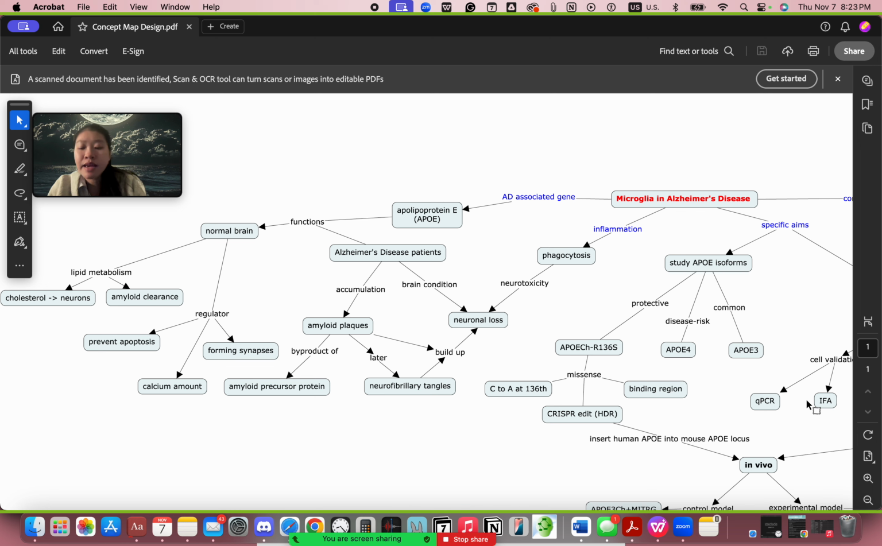Amyloid beta is a byproduct of a protein called amyloid precursor protein. When this amyloid beta accumulates in the brain, it can damage the neurons and synapses, ultimately leading to neuronal loss. Moreover, the presence of amyloid beta also contributes to the formation of neurofibrillary tangles, which also accumulate and then cause neuronal death.